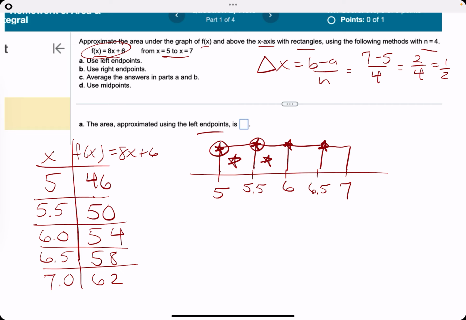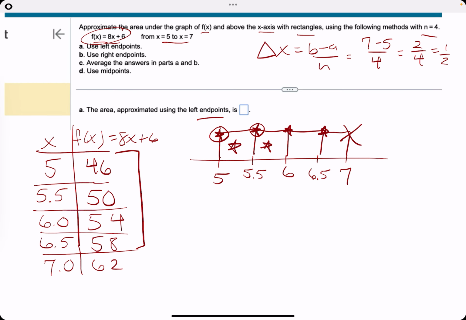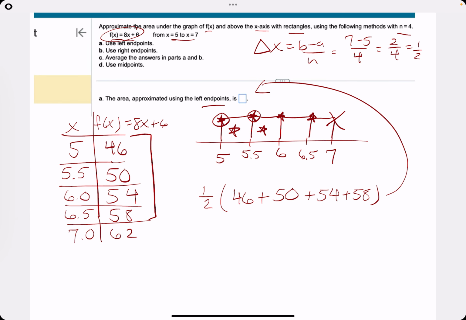And so for left endpoints, we want to use these 4 f values, and we do not want to use the last f value, in other words, the f of x value at x equals 7. So to find the area of these 4 rectangles, we want to take the width, which is 1/2 or 0.5, and multiply by the sum of all the heights, 46, 50, 54, and 58. Calculating this will give us the left endpoint sum, the left rectangular sum. We can do that in a sec.